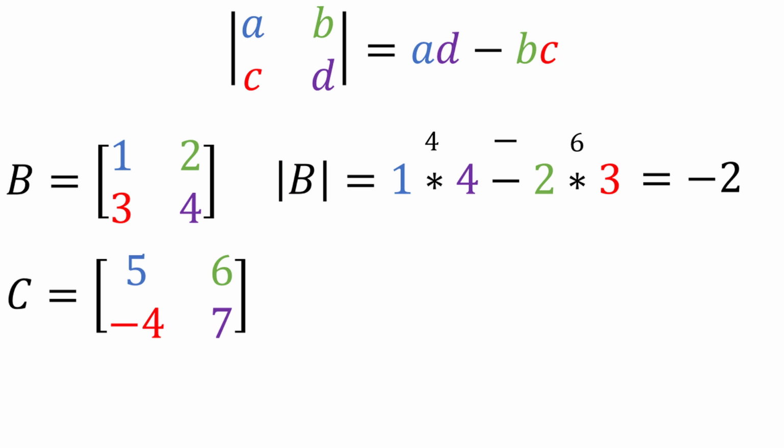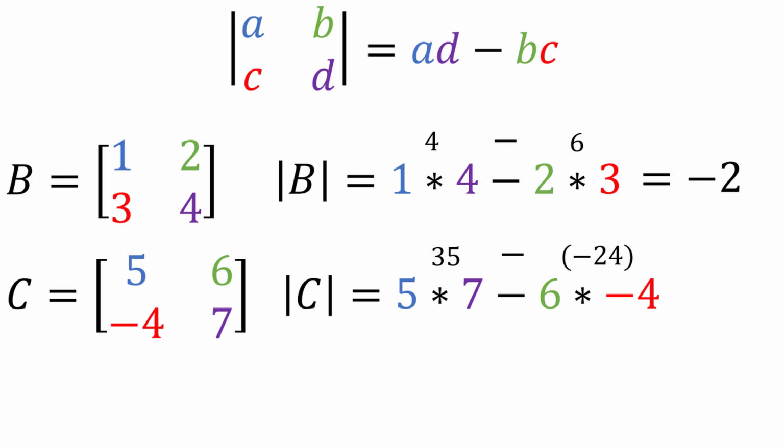Consider matrix C. The determinant is 5 times 7 minus 6 times negative 4. So we have 35 minus negative 24, which is the same thing as 35 plus 24, which is equal to 59. Hopefully you're getting the hang of it. The determinant of a 2x2 matrix is relatively straightforward.